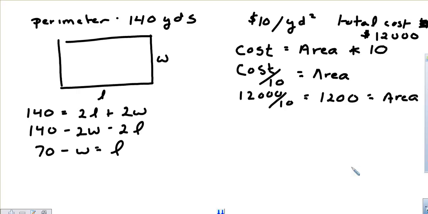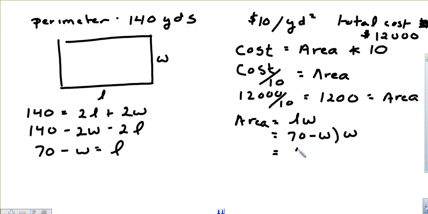So if I want to find the dimensions, area of a rectangle, how do we find the area of a rectangle? You've known that for a long time. Length times width. But we want one variable here, so we've already solved for this L. This L is equal to 70 minus W. So 70 minus W times W. Well, if I distribute that W, look what I have. 70W minus W squared. Ooh, that looks kind of familiar. Kind of like a quadratic.